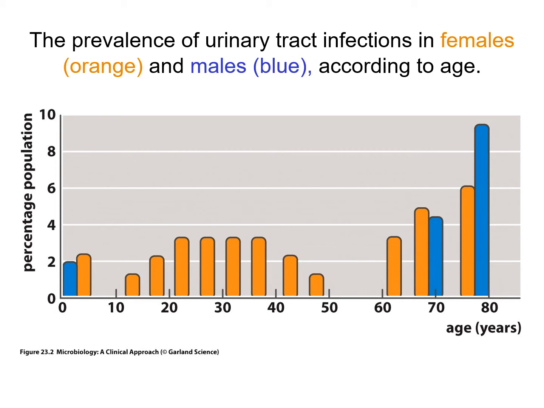Now, throughout most of adulthood, we have urinary tract infections being relatively common in females, but not common at all in males. And again, the reason for this is the E. coli is coming from the anus, and it has to make its way to the bladder. And in females, that's a fairly short trip.